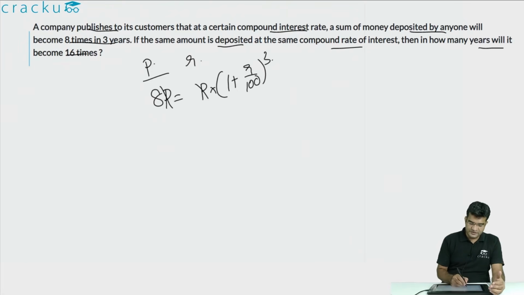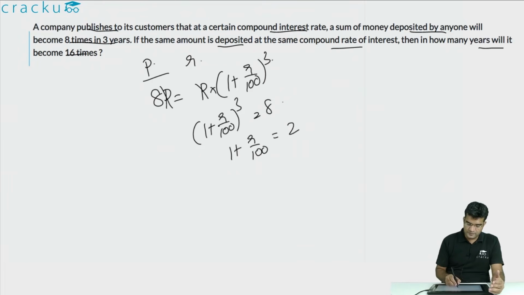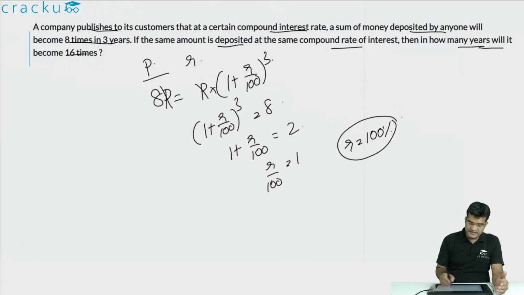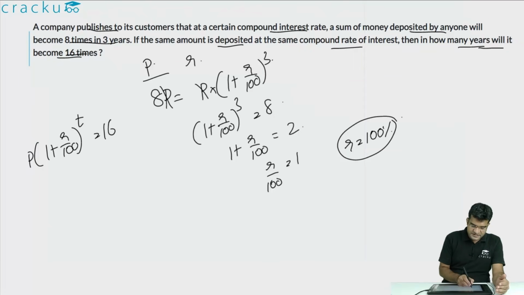You can simplify this, you can cancel P on both sides. So (1 plus R by 100) whole cube is equal to 8, or 1 plus R by 100 is equal to the cube root of 8, which is equal to 2, or R by 100 is equal to 1. That is, the rate of interest is equal to 100%. What we are told is that we have to calculate after how many years will it become 16 times. So let us assume that it becomes 16 times after say t years. So P into (1 plus R by 100) to the power t is equal to 16P.